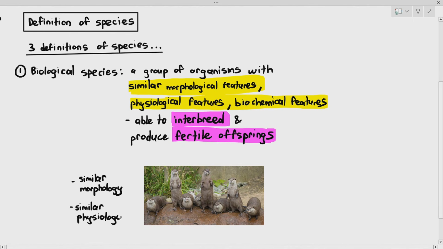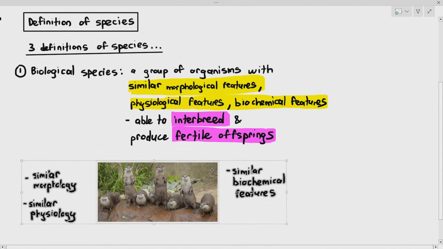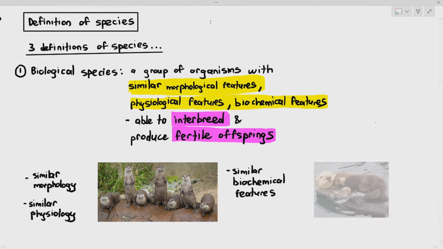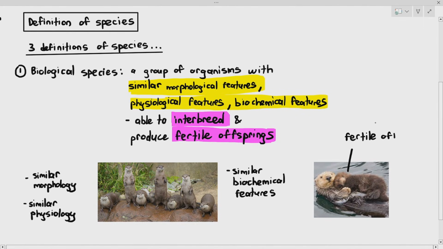They all function the same way. Their body functions. The pancreas of one otter functions the same way as the pancreas of the other otter. Their lungs have similar tissues. Their heart has the same number of chambers. All the same body functions. And they also have similar biochemical features if you compare their DNA base sequence or their protein structures. All seems well. And also another very important thing, that's a sea otter right there, but it's able to interbreed with another sea otter to produce an otter cub, which is a fertile offspring, and it will continue to reproduce in the future. That's the first definition of species right there.